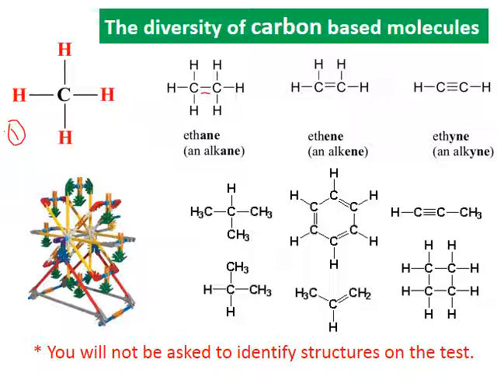Carbon doesn't just have to share 1 pair of electrons with something else. It can actually share 2 pairs of electrons and form what's called a double covalent bond, which is shown here. We indicate double covalent bonds with 2 lines. So between those 2 carbons, there are 2 pairs of electrons being shared. Carbon can actually even share 3 pairs of electrons, forming a triple covalent bond, which is shown here in this image.